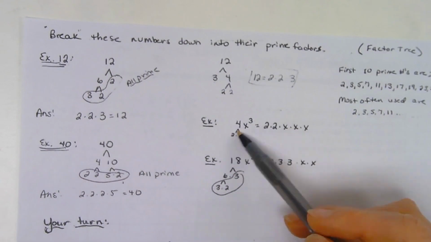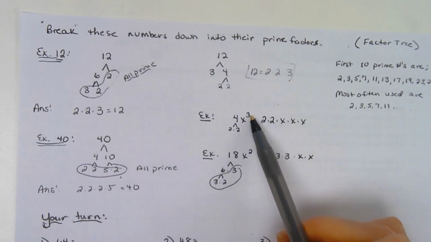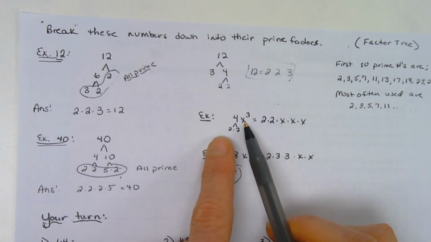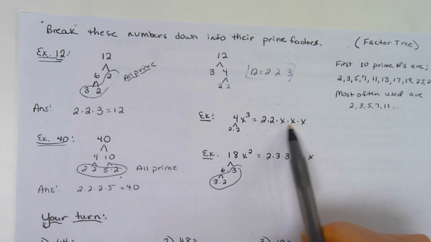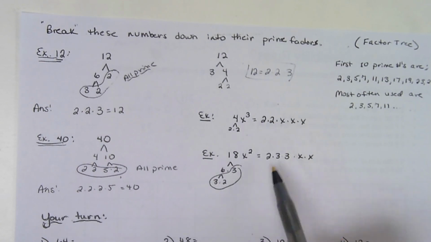Here I have some variables. I just wanted to show these to you as an example. 4x cubed: well, 4 can be broken down into 2 times 2, and then we can take x cubed and break that down into x times x times x. And there's the factorization of 4x cubed: 2 times 2 times x times x times x.